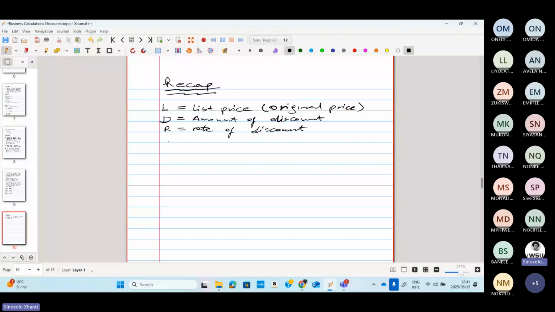And then we talked about DP. We said DP is the discount price. To give you a simple example, maybe it will start to make some sense.